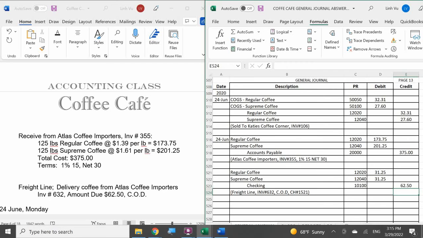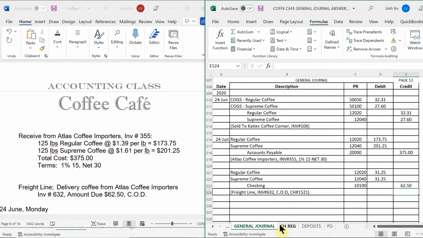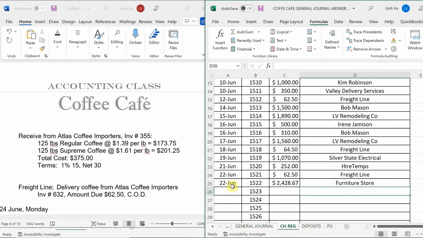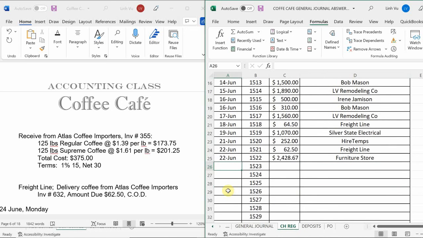Write a check for freight line. So we're going to write a check. In the check register this time we got check number 1523. Today is June 24th, for $62.50, and we're writing this out to Freightline.